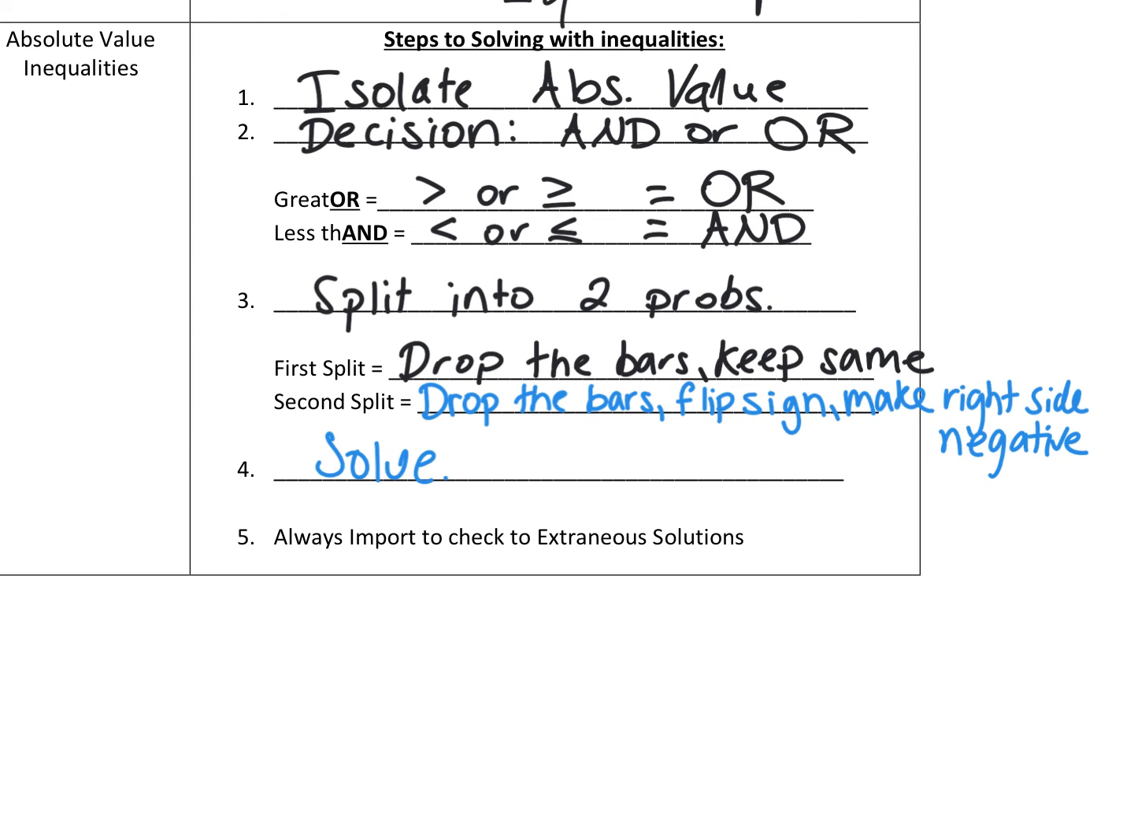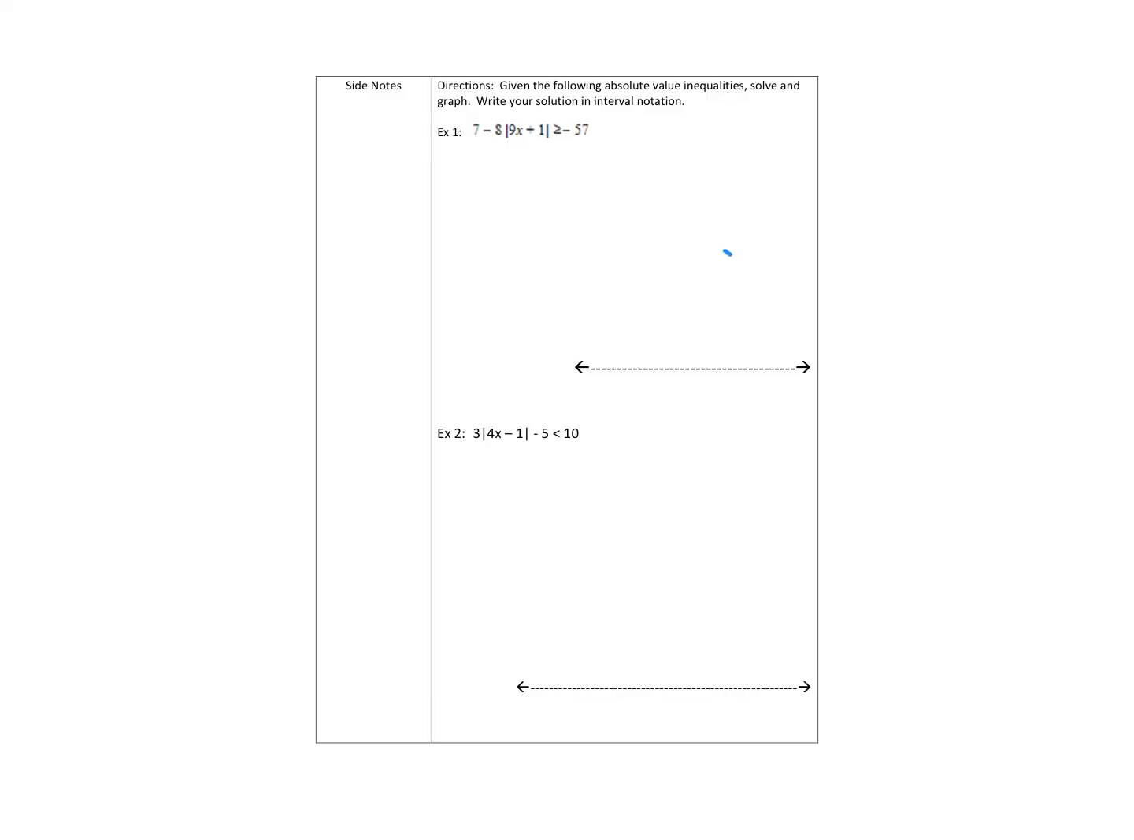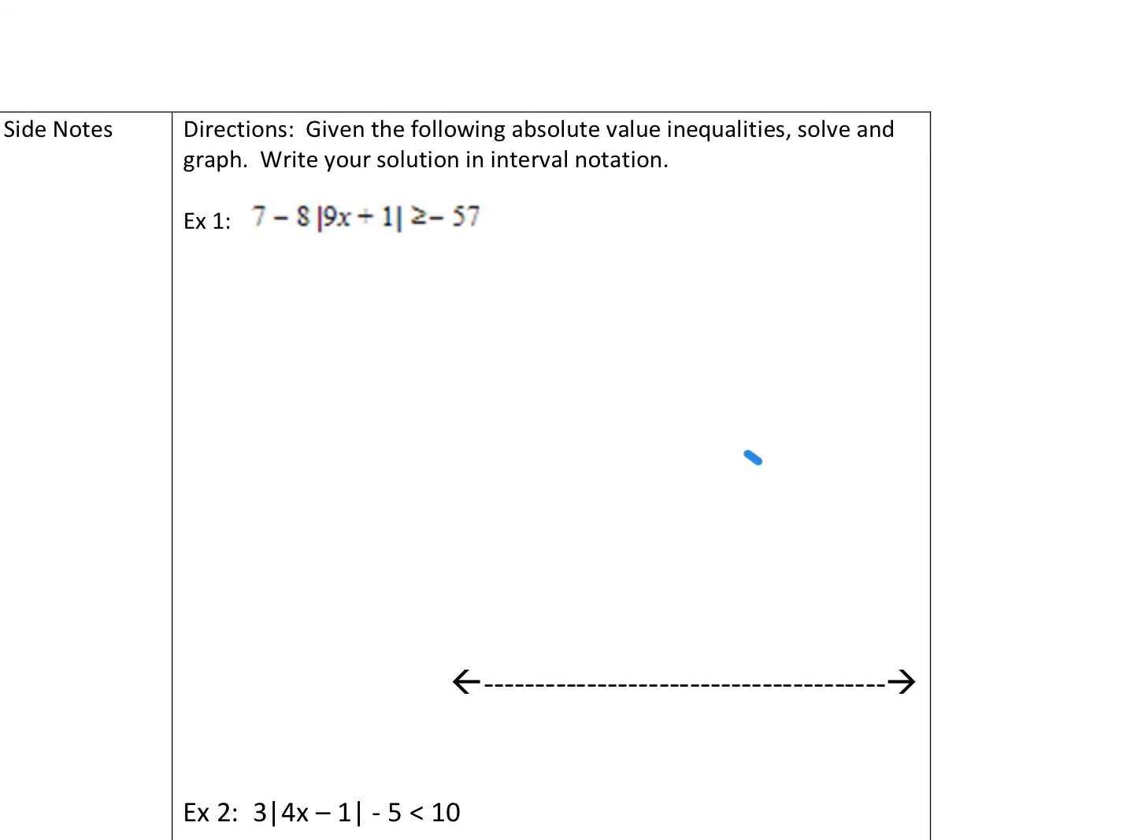Jocelyn, you good? Yeah, my arm itches. Okay. We're going to do one of these, and then we're going to do one of the next type, and then we'll call it a day.